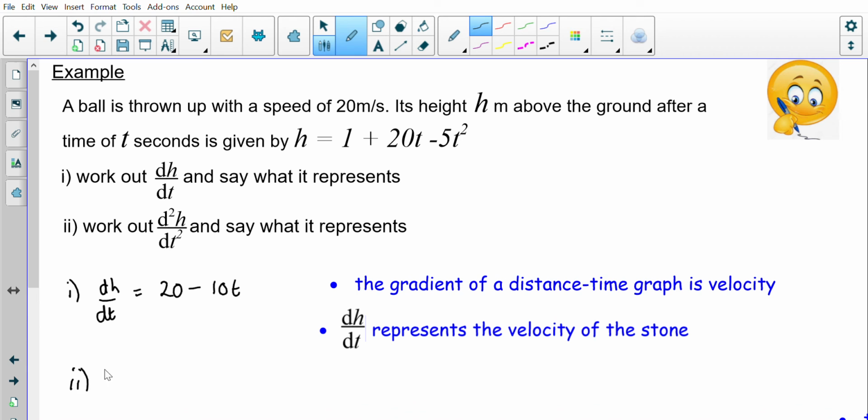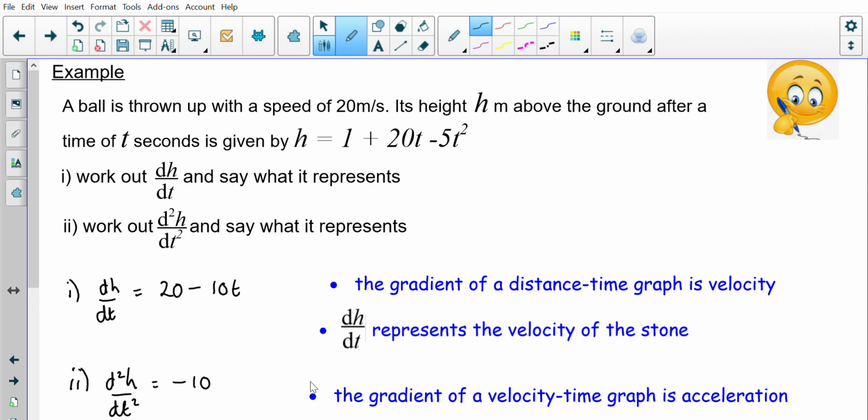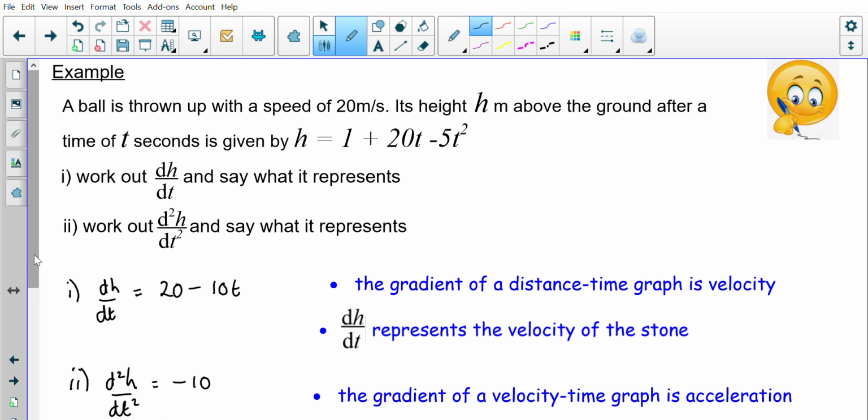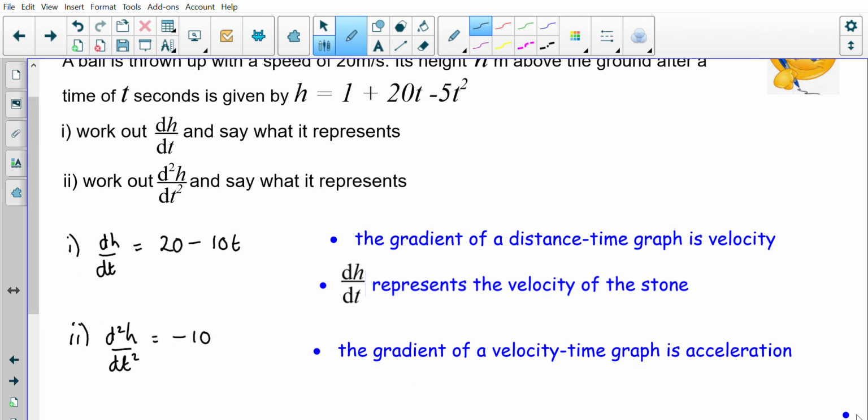Part 2 asks us to differentiate a second time to get d2h by dt squared. So that's just going to give us minus 10. And again, we're asked to say what this minus 10 represents. So what we've done here is we've found the gradient of the velocity. And if we remember, the gradient of a velocity time graph is acceleration. So the minus 10 must represent the acceleration of the stone in meters per second squared.